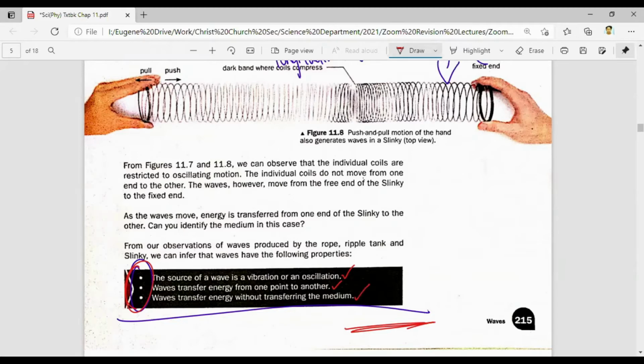The medium could be the Slinky, could be the rope, could be the water itself. So that's what they mean by transferring energy without the transfer of the medium. This is the one where most people struggle, so my suggestion is to go and read up on examples a little bit more and wrap your head around it.